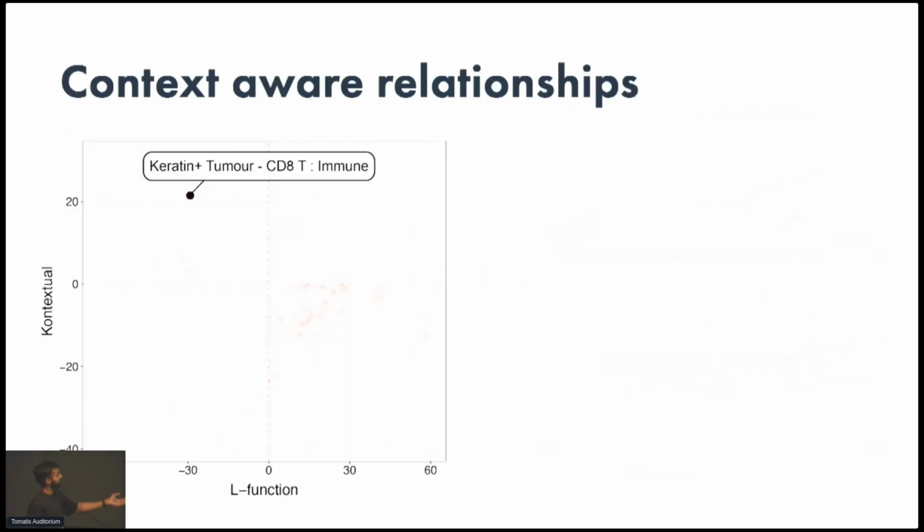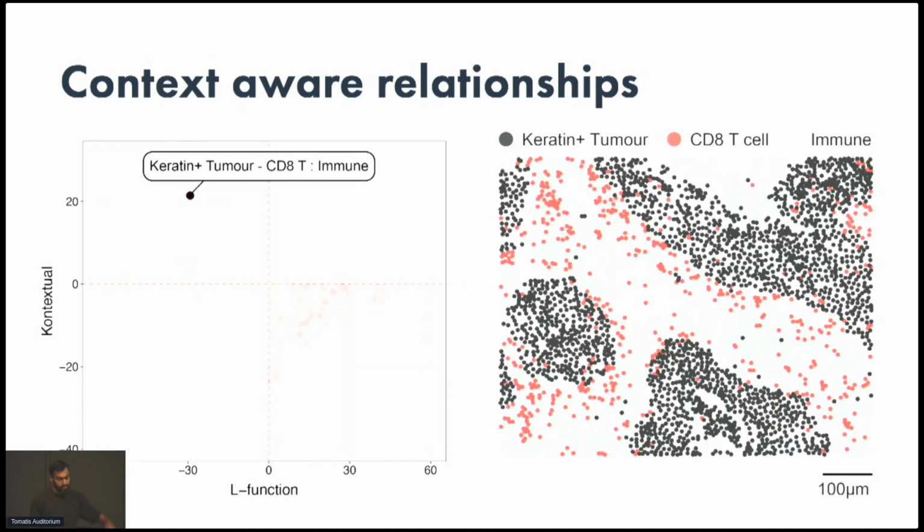So what we can do is we can calculate all pairwise relationships within the data and plot the L function and Kontextual metrics. And in the red squares here are where these two metrics disagree with one another. And so here I've identified a relationship between these tumor cells and CD8 T cells where the L function and Kontextual disagree. And having a look at the representative image, we can find that we have tumor cells in black, CD8 T cells in red, and immune cells in gray.